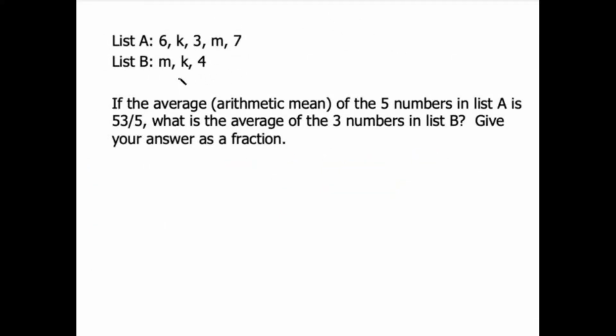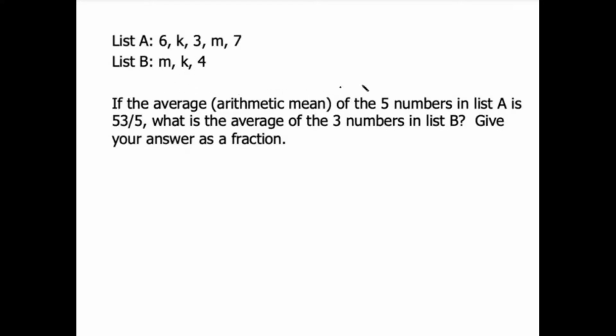We're told that list A consists of the numbers 6, K, 3, M, and 7, and list B consists of the numbers M, K, and 4. And we want to know, if the average of the 5 numbers in list A is 53 over 5, what is the average of the 3 numbers in list B? And we want our answer as a fraction, so numeric entry, not multiple choice. Okay, let's get to work.